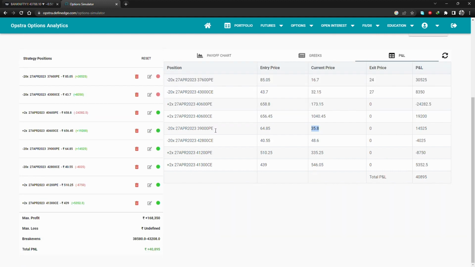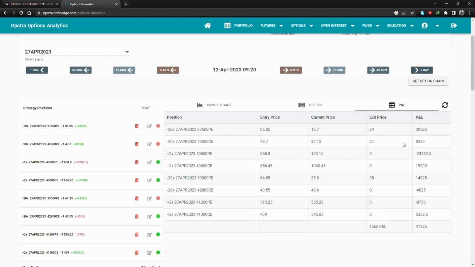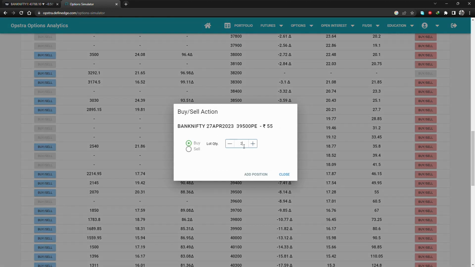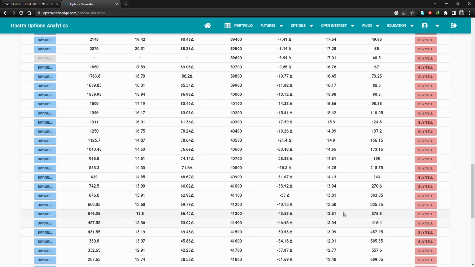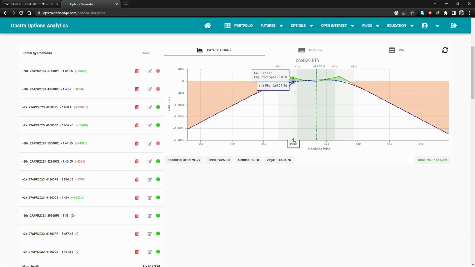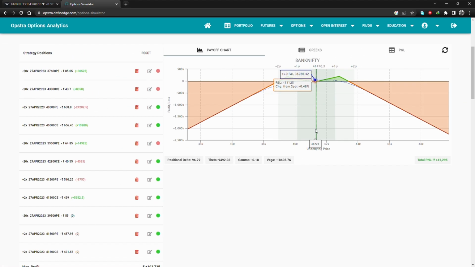I am going to square up this put position, which is 35, and I'm going to add one more position at 8 delta, and the premium is 55 rupees. So I'm going to add this position on the sell side, and now I'm going to add put buy on both the positions, two lots. Now our strategy looks like this. As you can see, our loss in the middle has gone up. In our previous case, we were getting 8,000 rupees profit. Now it is getting a 10,000 or 11,000 rupees loss.